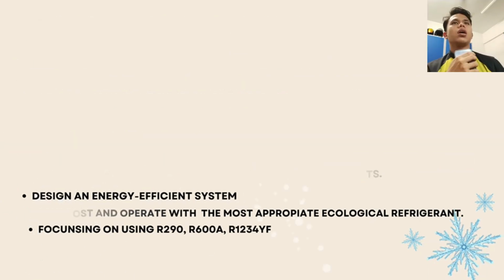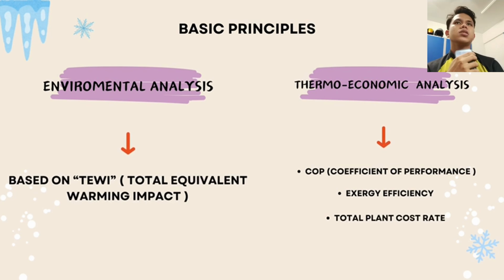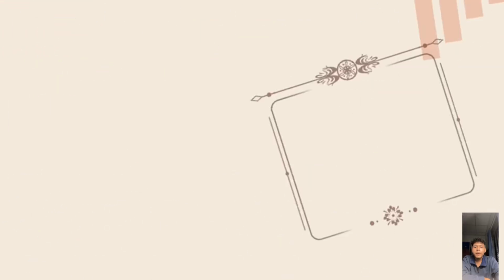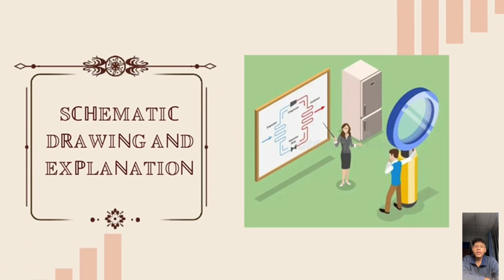The basic principle of this journal is twofold. The first one is environmental analysis, which is based on the total equivalent warming impact, and the second one is thermoeconomic analysis, which focuses on the coefficient of performance, energy efficiency, and the total plant cost rate. For my part, I'm going to talk about the schematic drawing and explanation.